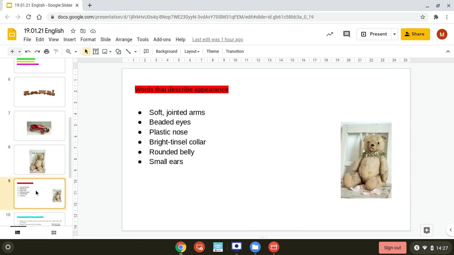So, first of all, I looked at words that describe the appearance of the bear. He's soft and he's got jointed arms. He's got beaded eyes, plastic nose, and a bright tinsel collar. Then I looked at the physical features. He's got a rounded belly and small ears. I looked carefully at the photograph to describe everything that I could see, because the more ideas that I've got, the better and fuller my character description will be.